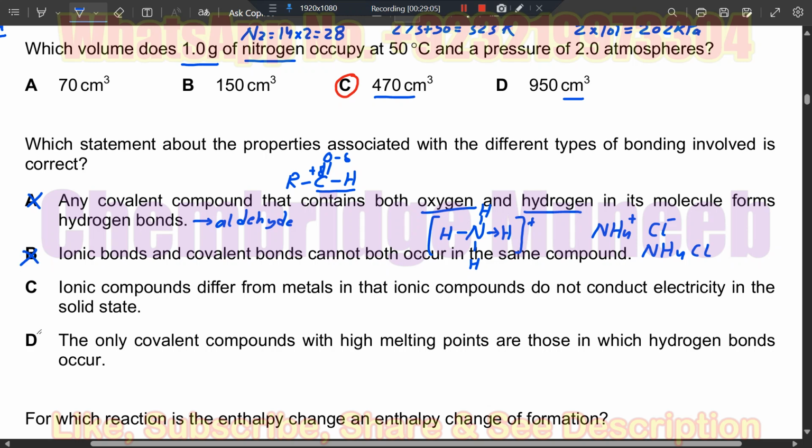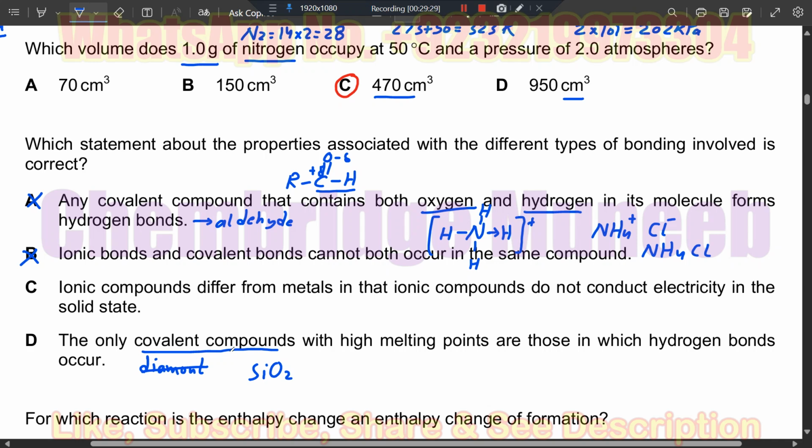So B is incorrect. The option D says that only covalent bonds with high melting point are those where hydrogen bonds occur. No, we have a good example of diamond. Or they are saying covalent compound, so we have a good example of silicon dioxide. It is a compound in which there are only covalent bonds.